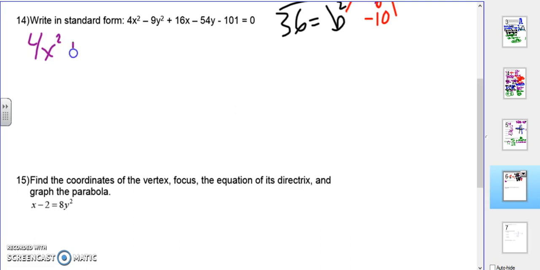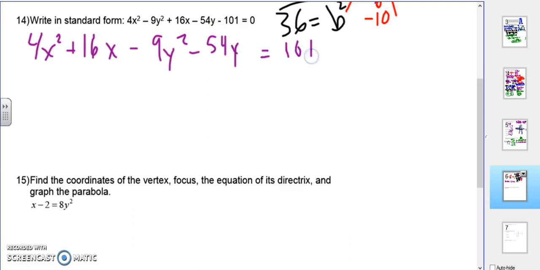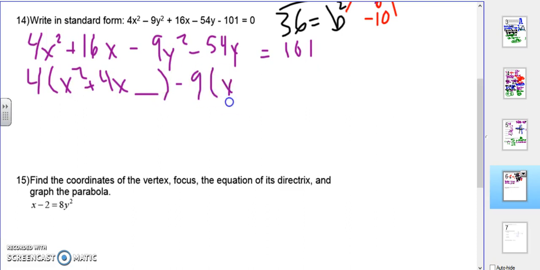So I got 4x squared plus 16x minus 9y squared minus 54y, and I'm going to move the 101 to the other side. So we're going to do GCF. We're going to take a 4 out, x squared plus 4x, space. We're going to take out a negative 9, so y squared plus 6y, space, equals 101, space, space. So we're going to fill those spaces.